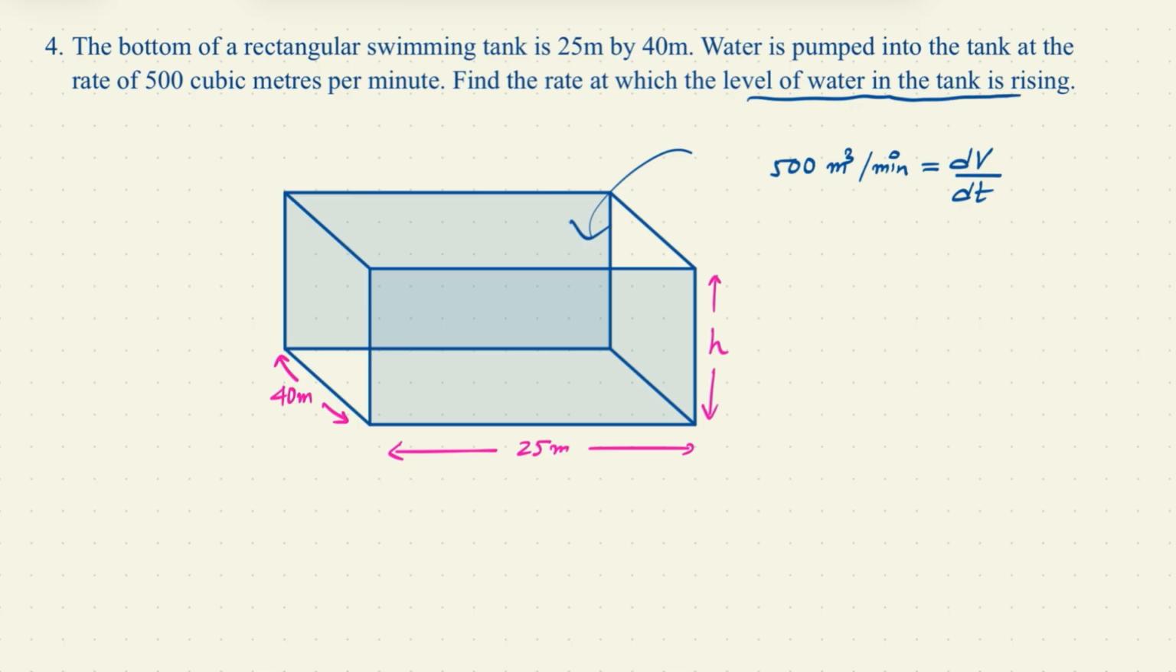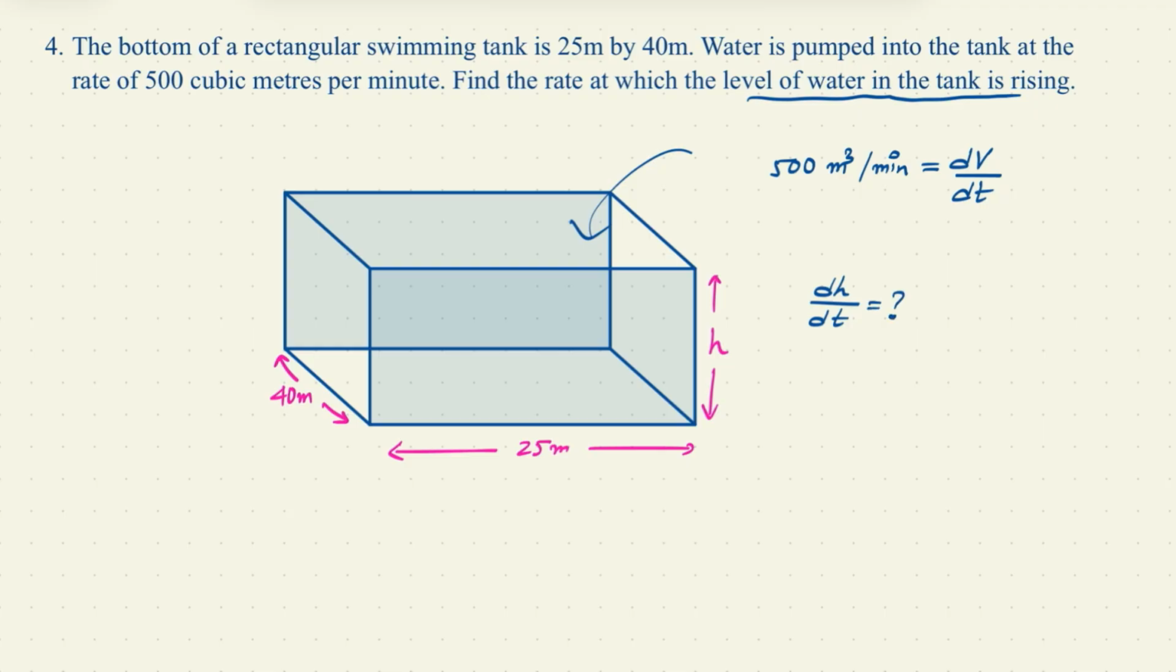That means the level of the water in the tank, that means the height of the water, will increase as the water comes inside the tank. So we have to find at which rate the height of the water in the tank will increase. That means dH over dt we have to find.